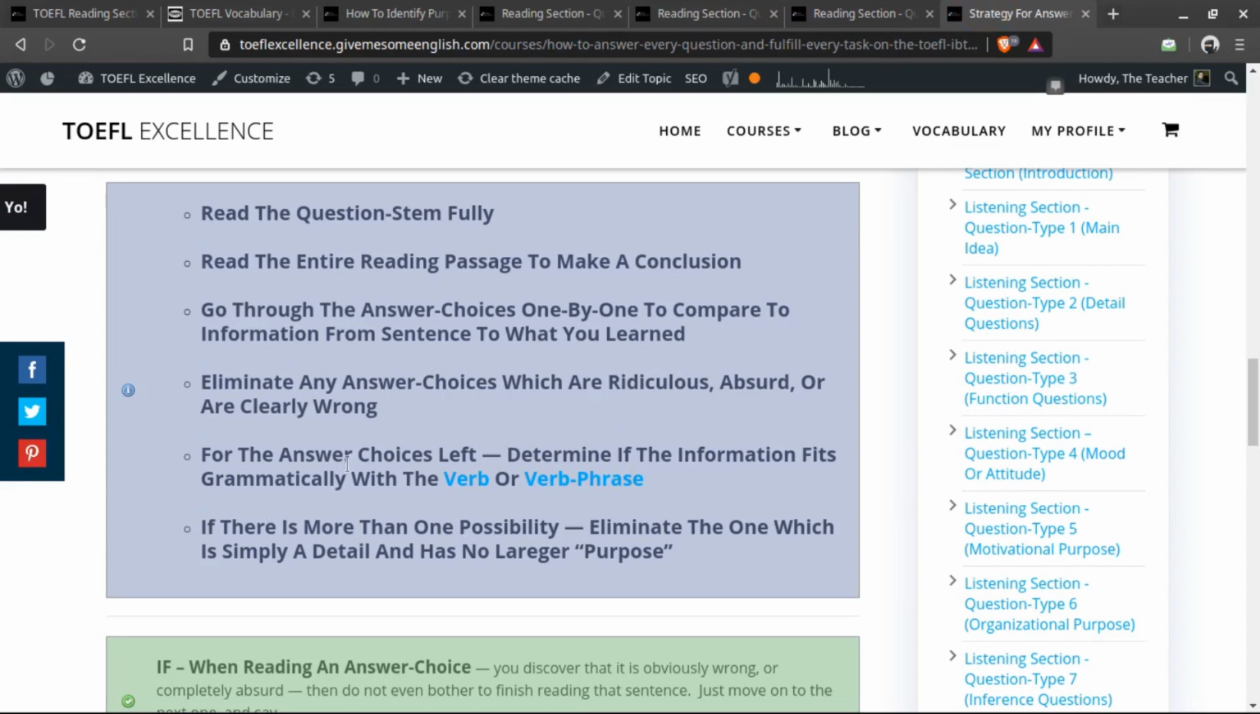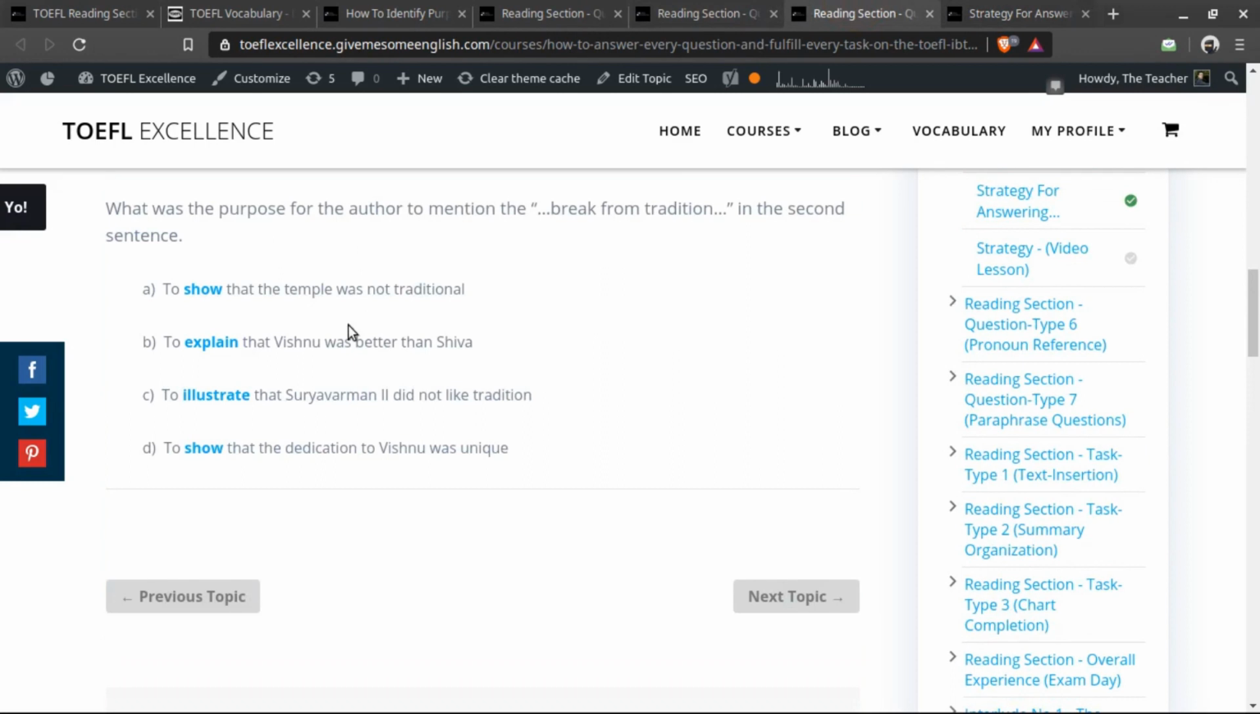And then for the answer choices which are left, if you only had one or two left, you have to go through and specifically focus on the verb or the verb phrase. Does the information in the reading passage show this? If it doesn't show that, maybe it implies that.